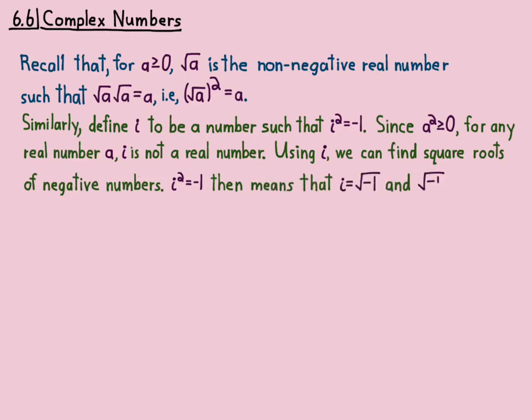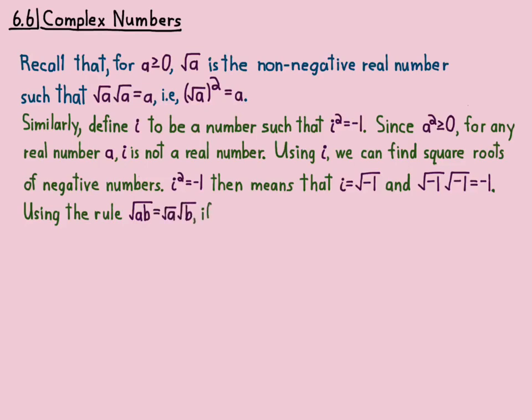So i squared equals negative 1 then means that i equals the square root of negative 1. Right? And square root of negative 1 times square root of negative 1 equals negative 1. Okay, so this is a little weird. It's not like with real numbers.